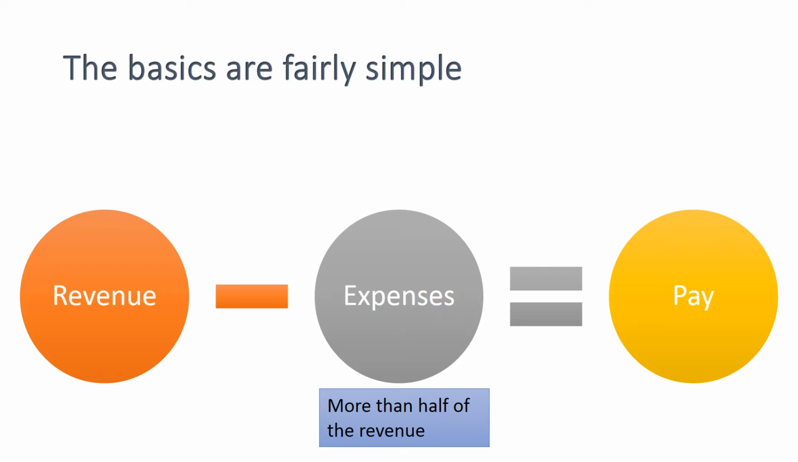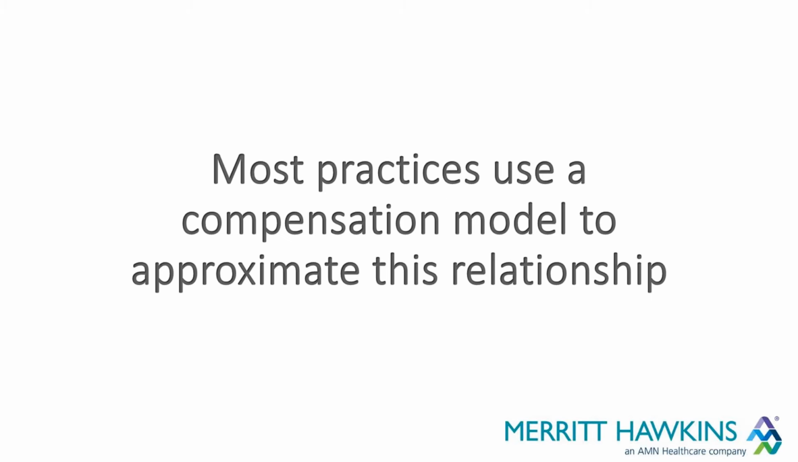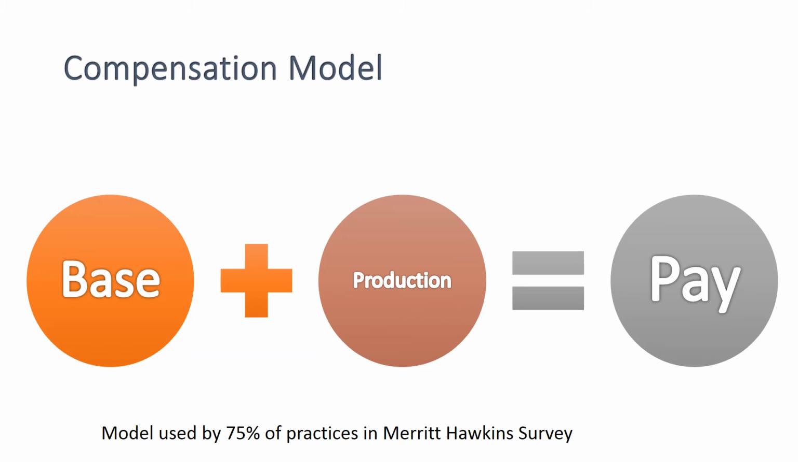So revenue minus expenses, which are generally more than half of your revenue, equals the amount of money that's left over for physician pay. Is it really that simple? Again, it'd be nice if it was, but it often is not the case. Most practices use a compensation model to approximate this relationship. So you usually have a base salary plus some sort of production benefit, which, when added together, equals your overall income. Over 75% of practices use a model like this.